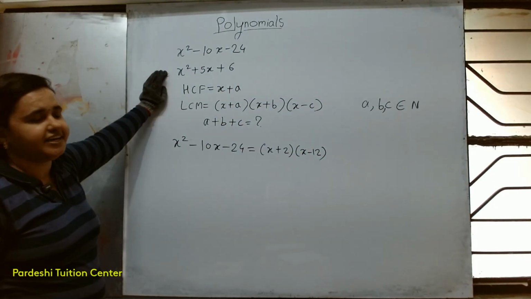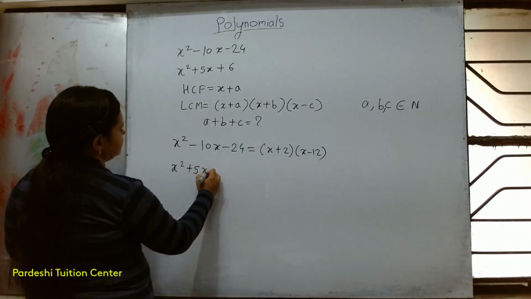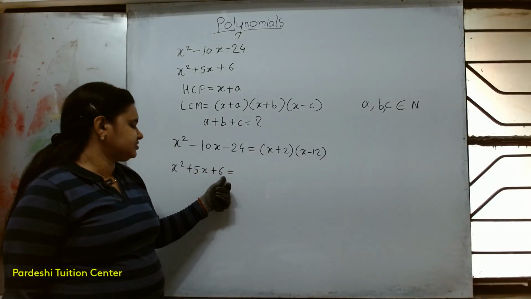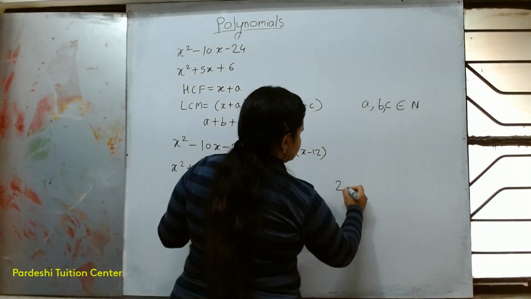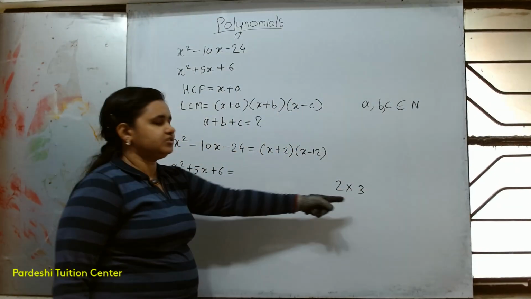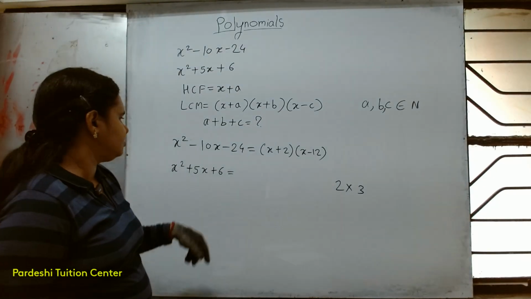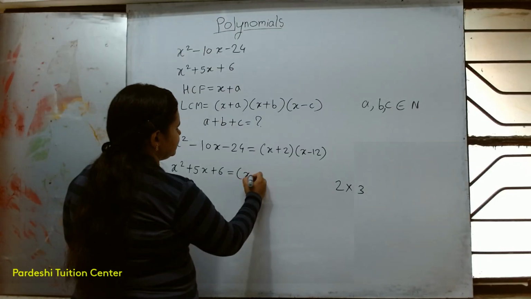Okay, now the second one, x square plus 5x plus 6. Two numbers whose multiplication should be 6 and addition should be 5. Those two numbers are 2 and 3. 2 3s are 6 and 2 plus 3 is 5. So the factors are x plus 2 and x plus 3.